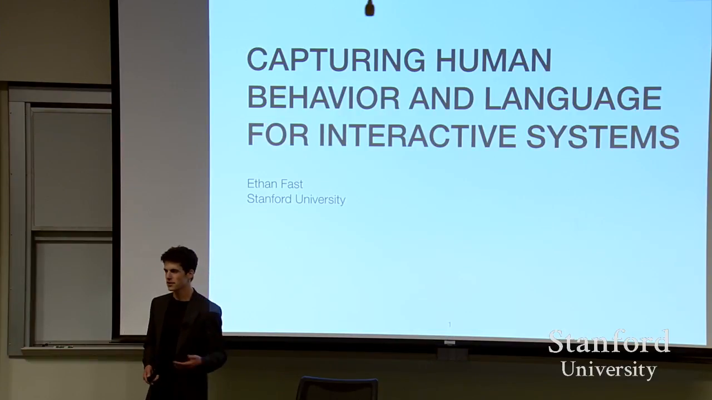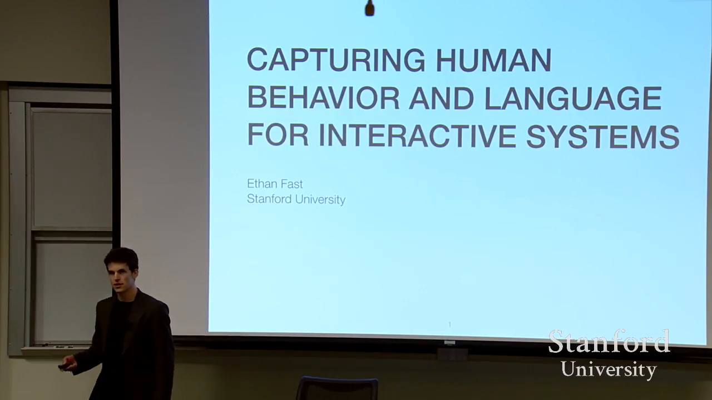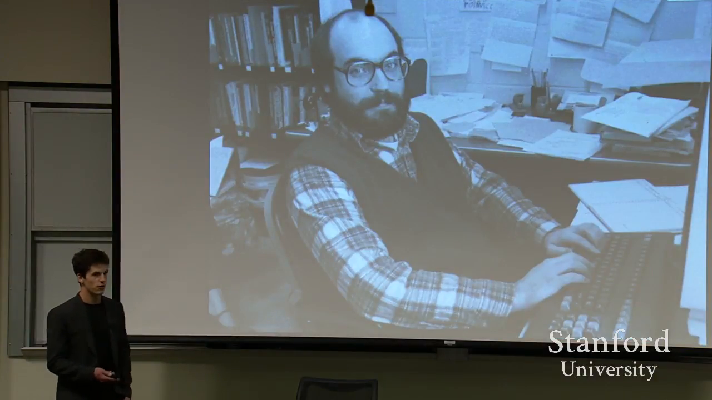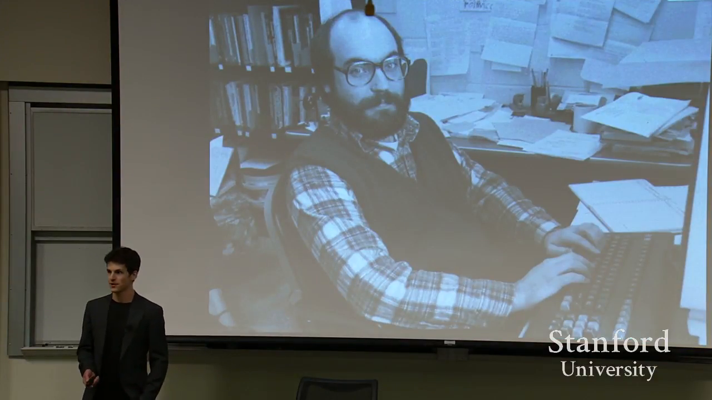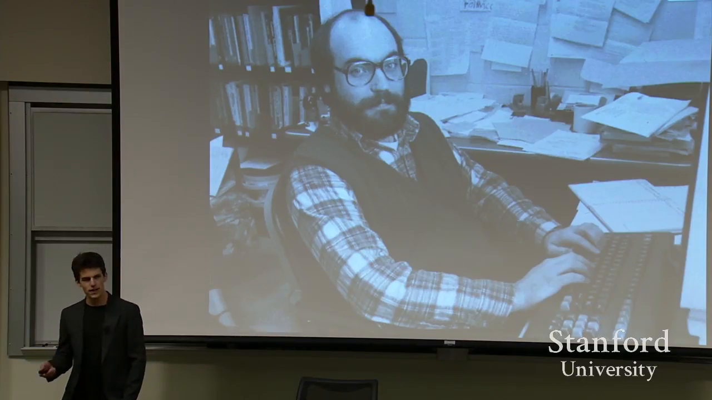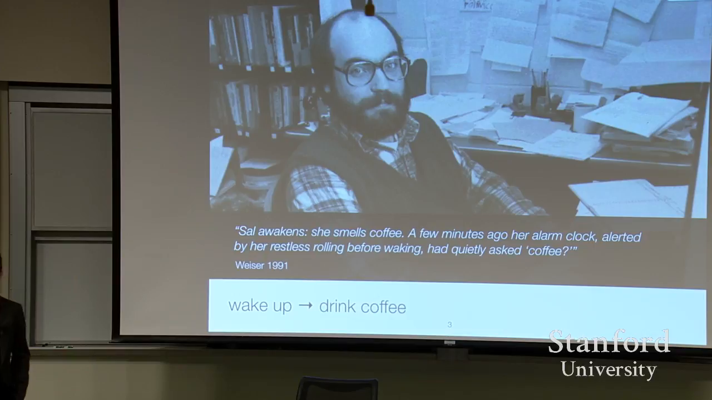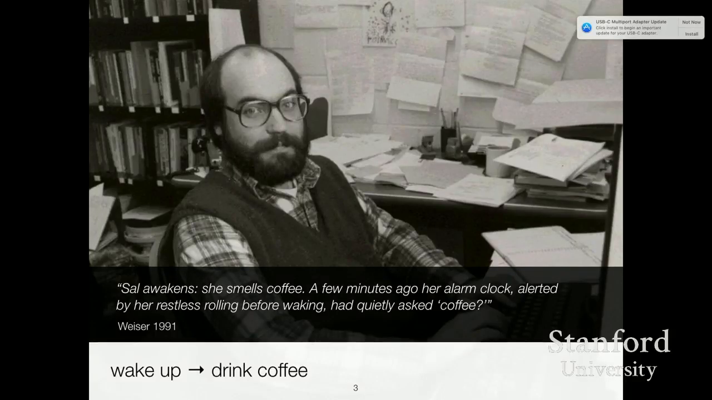If you think about it, this is really a key component of many of the core ideas we've had in human-computer interaction. For example, here's Mark Weiser, the founder of ubiquitous computing. When Mark was first motivating this idea, he gave this example of a smart home that knows you might want to drink coffee after you wake up. Now, it's been decades since Mark first introduced this idea, but how close are we really to systems that understand these kinds of relationships today?